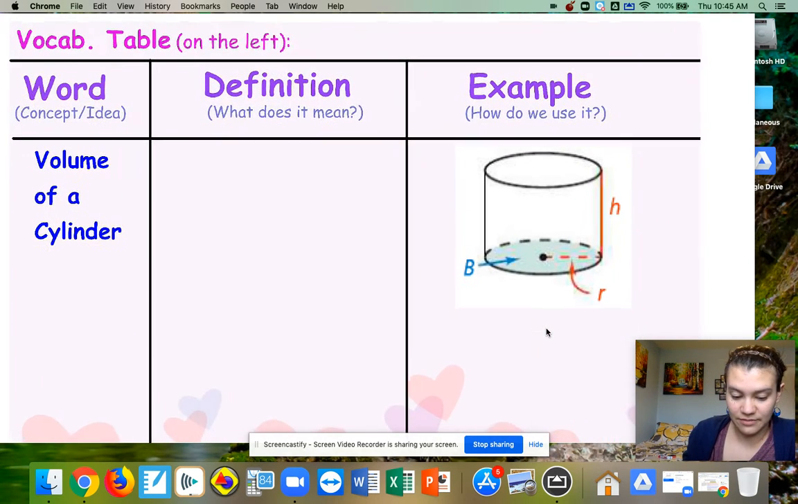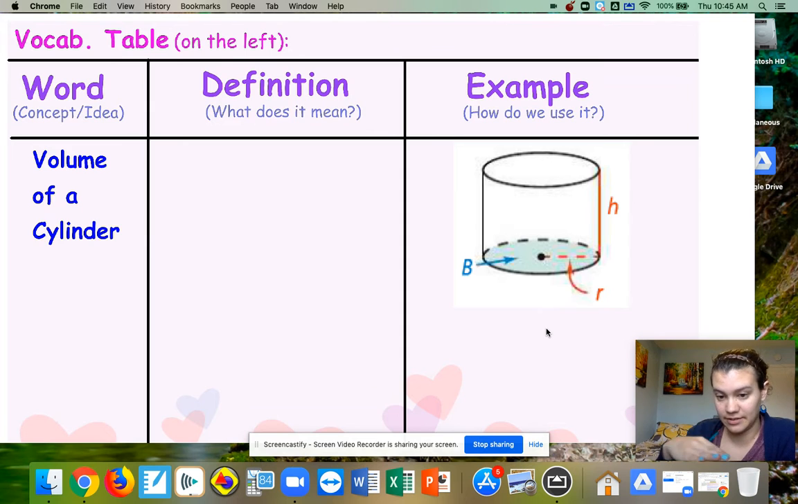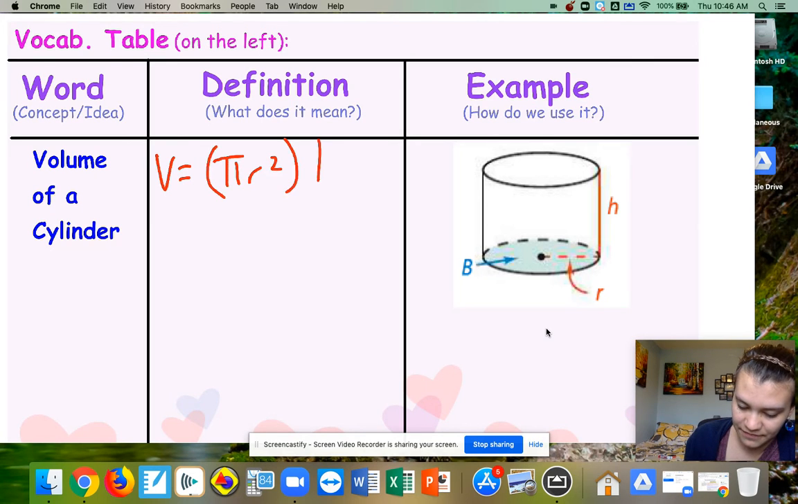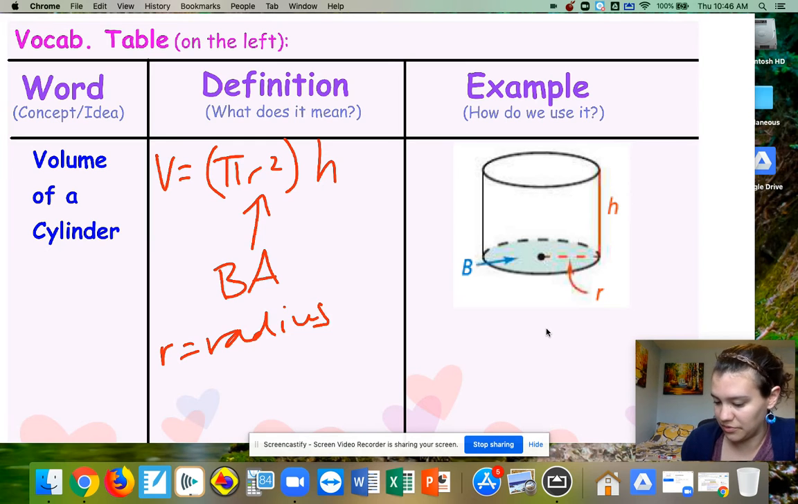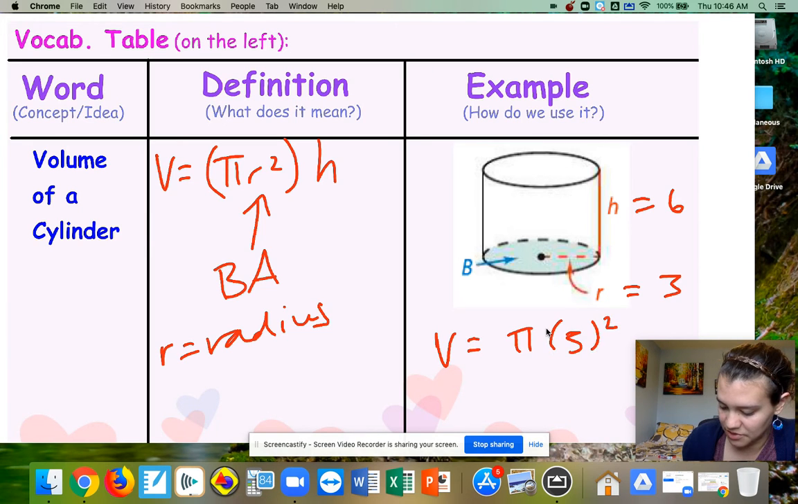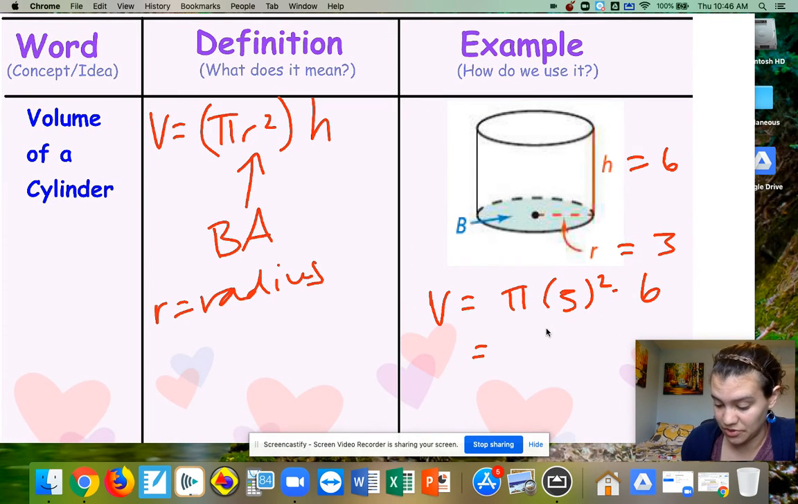So volume of a cylinder, same idea. We want the base area times the height, but since it's a cylinder, the base area formula is always going to be the same. So it's going to be pi times the radius squared times height. So this is your base area. Here, r is your radius again. So over on this one, if we said our height was 6 and the radius was 3, you could then type it in here, your volume: pi times 3 squared times 6. And then again, you can leave this in terms of pi or as a decimal. So in terms of pi, you would take 3 squared times 6, which would give you 54 pi.